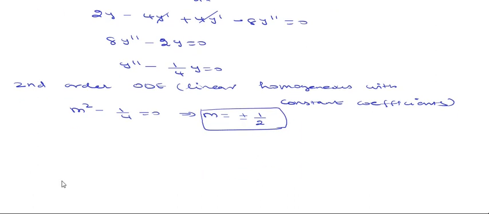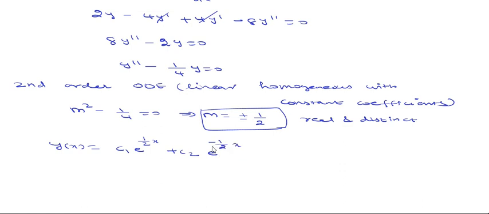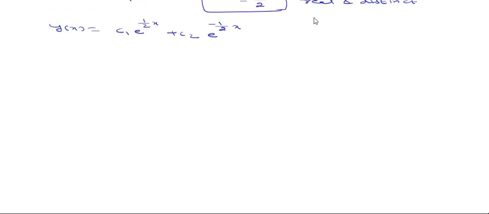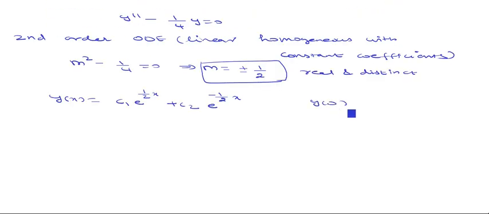Here the roots are real and distinct. Therefore the solution is y of x equal to c1 e power 1 by 2 x plus c2 e power minus 1 by 2 x. Here we need to find the arbitrary constants c1 and c2 using the conditions defined on y. The conditions are y of 0 equal to 1 and y dash of 0 equal to 1 by 2.